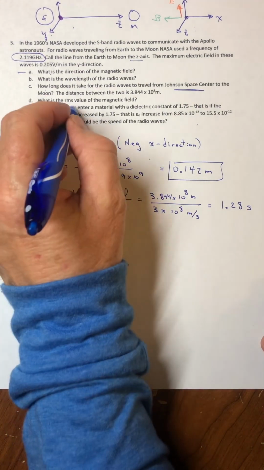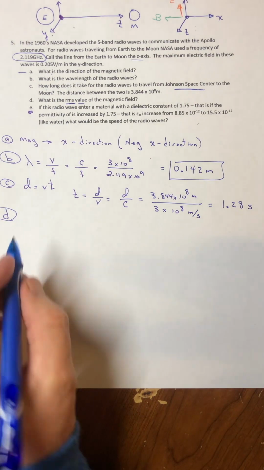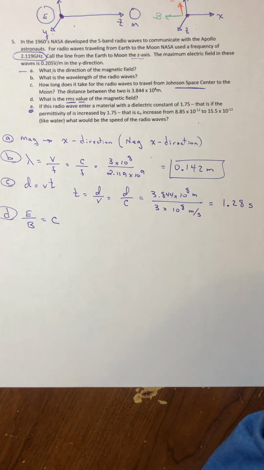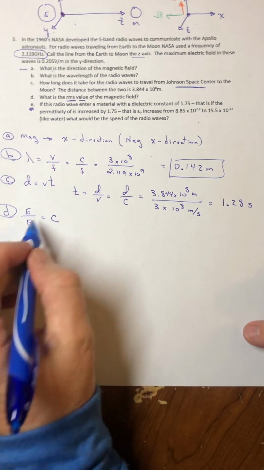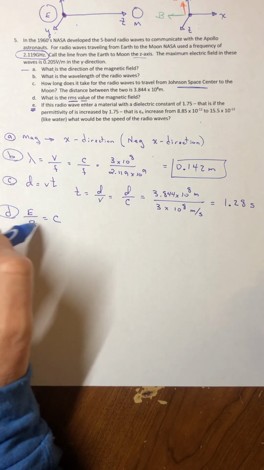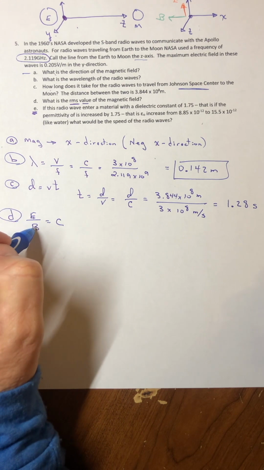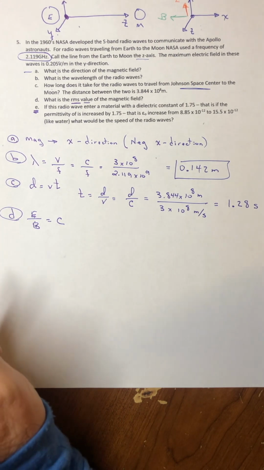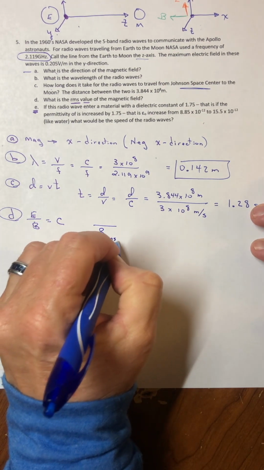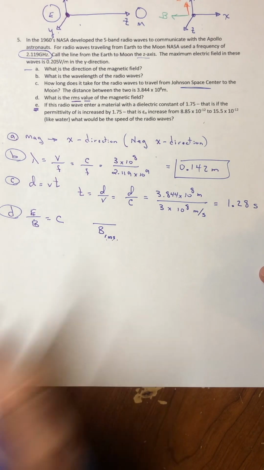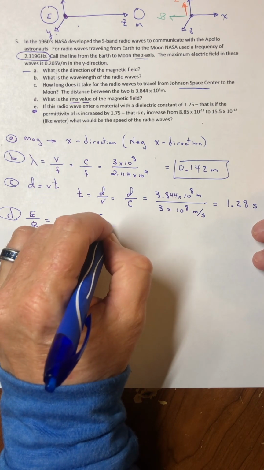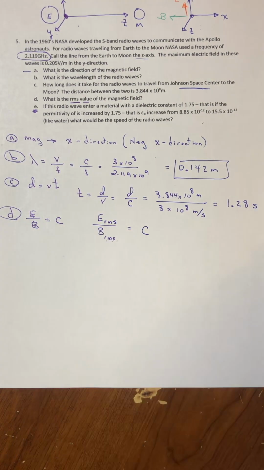Now, this one we've got to be a little careful with. It does ask what the RMS value is. We know this, that if you take the electric field and divide it by the magnetic field, that's equal to C. And that's true at any moment in time. So if you take the maximum, you divide it by the maximum, you get C. And if you take the RMS, you've got to divide by the RMS. And so, in other words, for me to solve for the RMS magnetic field, I need the electric field as an RMS.